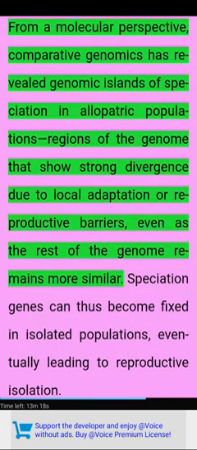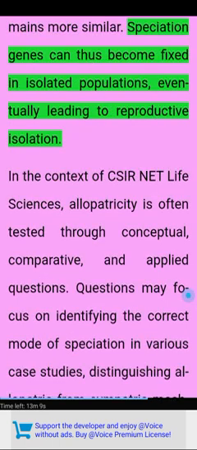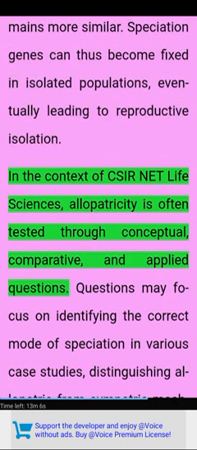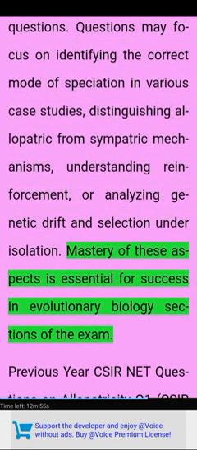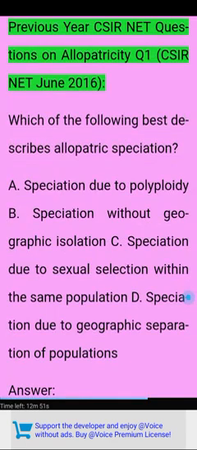From a molecular perspective, comparative genomics has revealed genomic islands of speciation in allopatric populations, regions of the genome that show strong divergence due to local adaptation or reproductive barriers, even as the rest of the genome remains more similar. Speciation genes can thus become fixed in isolated populations, eventually leading to reproductive isolation. In the context of CSIR-NET Life Sciences, allopatricity is often tested through conceptual, comparative, and applied questions. Questions may focus on identifying the correct mode of speciation in various case studies, distinguishing allopatric from sympatric mechanisms, understanding reinforcement, or analyzing genetic drift and selection under isolation. Mastery of these aspects is essential for success in evolutionary biology sections of the exam.